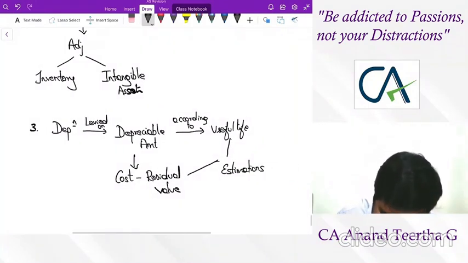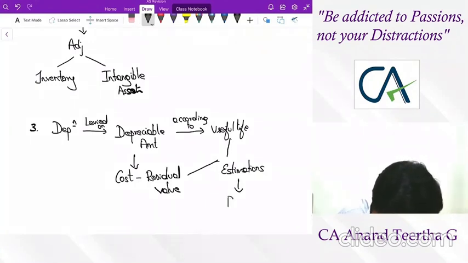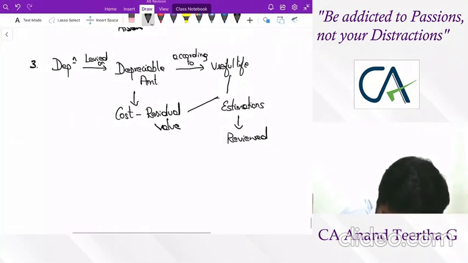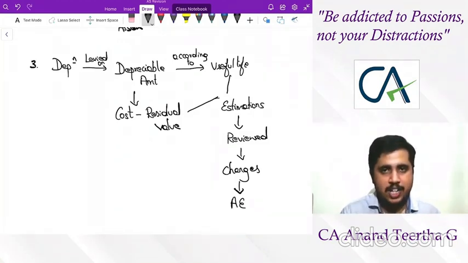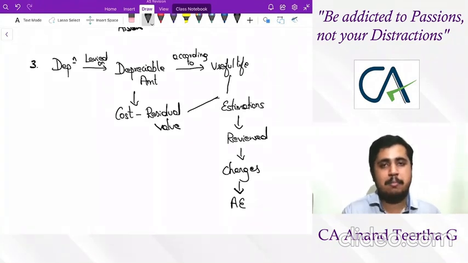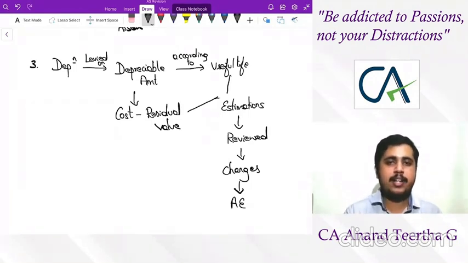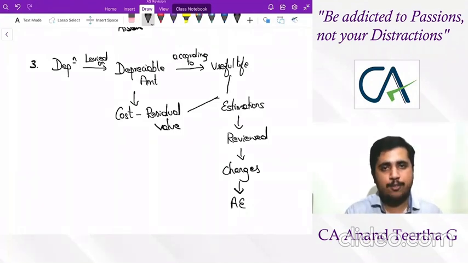Therefore, these estimates should be periodically reviewed. If there are any changes, then make the changes. And this change is considered as a change in accounting estimate. It's not a policy change, it's an accounting estimate change. So the point is, residual value as well as useful life are estimated at the time of purchase. Therefore, it should be reviewed on a yearly basis.